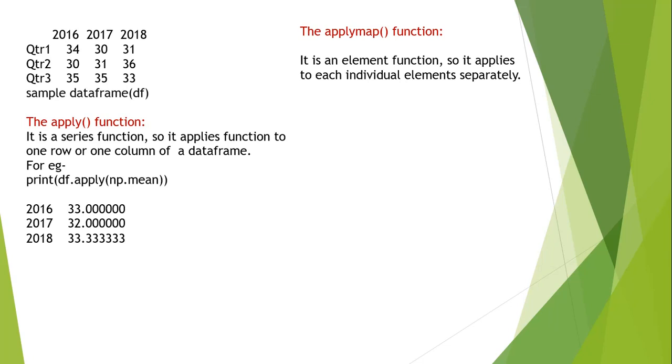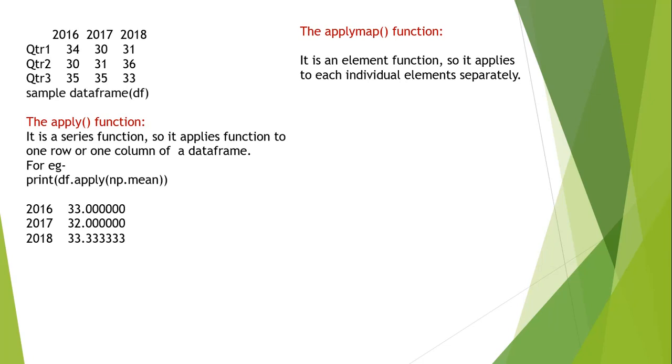The apply map function. Now we have talked about the pipe function, which was dealing with the whole data frame. We have talked about the apply function, which was dealing with a set of rows or a set of columns. And now here we are with the apply map function. This apply map function applies to each individual element separately. Whatever operation is performed under this apply map function will be performed on the individual elements.